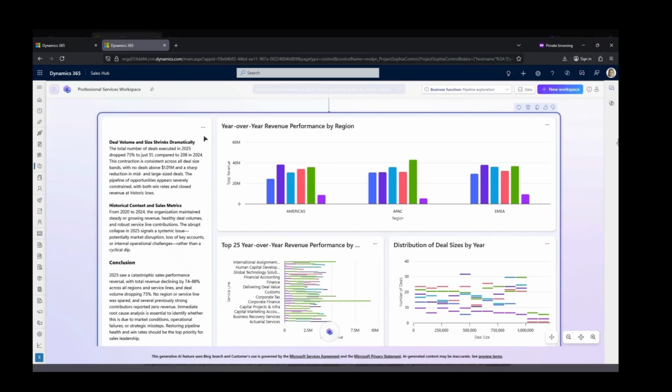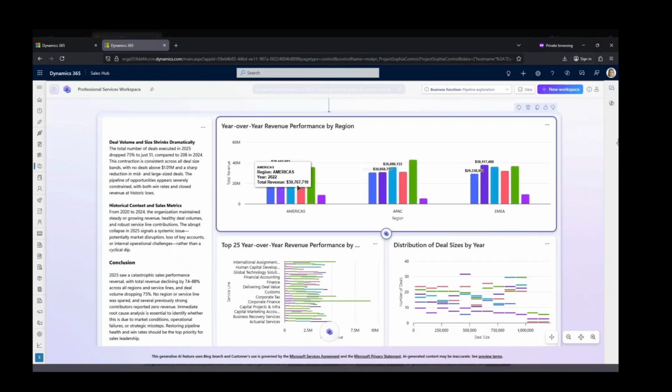The blueprint becomes Jim's workspace, which he named the Professional Services Hub, that he can return to anytime. It's reusable and repeatable, so he can bring the same context back into future conversations and reuse the charts as needed. The system selects the best visualizations for the question he asked, like year-over-year performance, and he can drill into regions or segments to explore further.